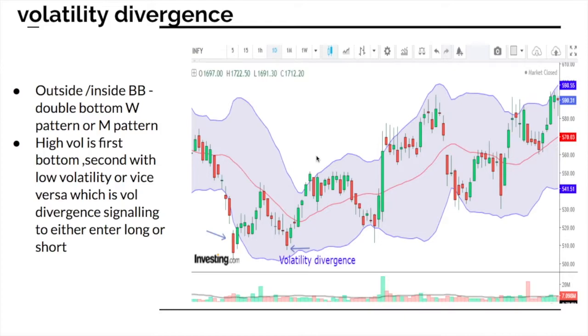So that is the outside, inside. This is the divergence between the price and the volatility. The price decreases and the volatility increases. This forms along with the pattern. Now this is a trading strategy as such. This concept itself is a trading setup.